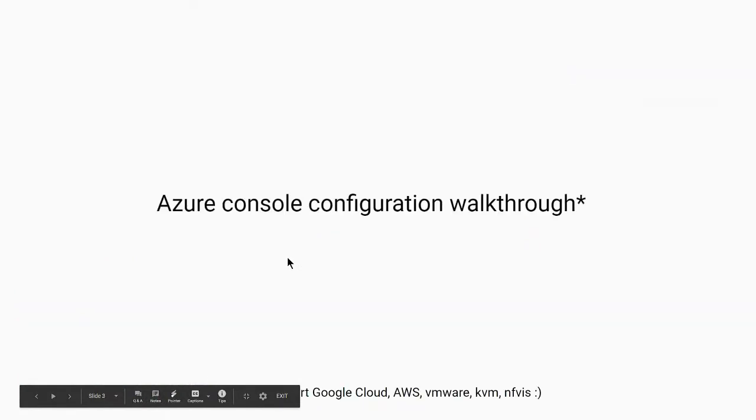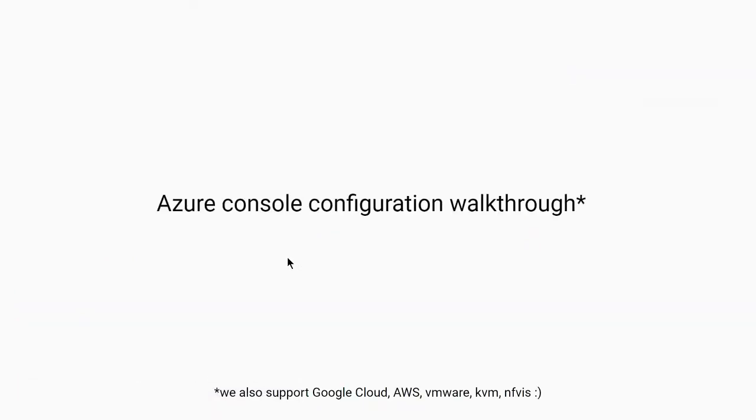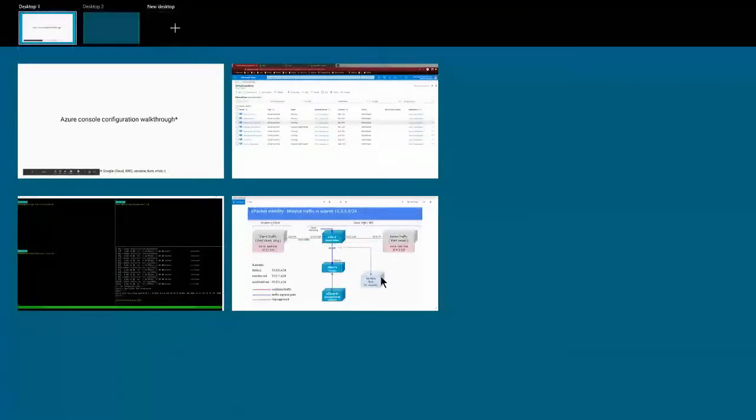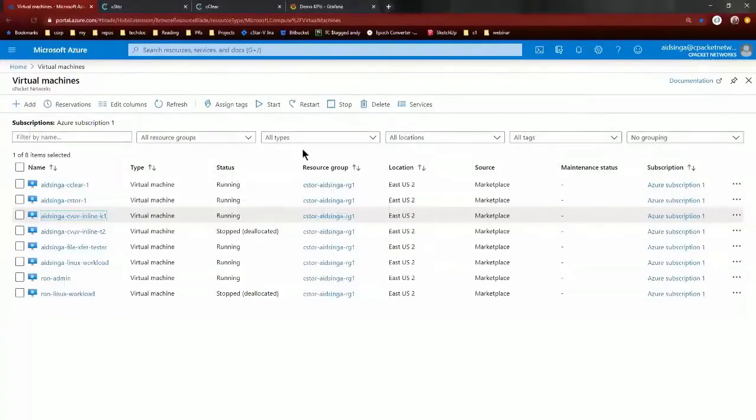All right, so heading into the next piece of the workshop here, and before I get into the technical parts, I'm going to give you a quick walkthrough of our Azure console. Now, we just happen to be working with a customer on Azure right now with our inline product, but we also support Google Cloud, AWS, so this isn't a promo for Azure or anything like that, even though, of course, we do love VMware, KVM, and Cisco's NFVIS. We support all of those on-prem virtualized infrastructures. All right, I'm going to head over to our console now.